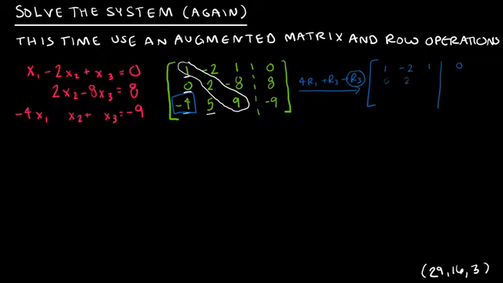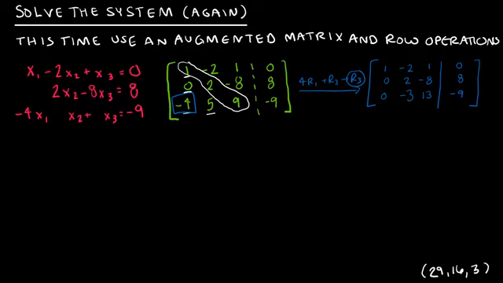This guy doesn't change. Row 3 is the only one that changed. So what changes? We take 4 times row 1, so 4 times 1 plus negative 4, 4 times negative 2 plus 5, and 4 times 1 plus 9, and 4 times 0 plus negative 9. So that's all for my first step.